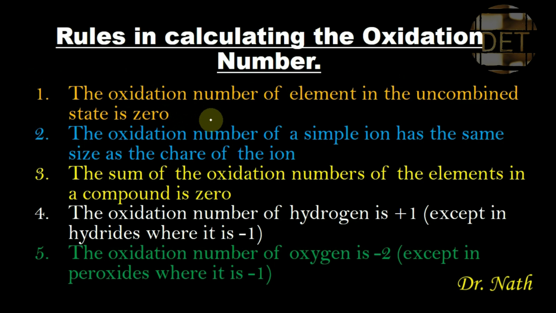Then, moving on, we'll look at rule 3, which states that the sum of the oxidation numbers of the elements in a compound is 0. So in the next video, we'll continue with rule 3.